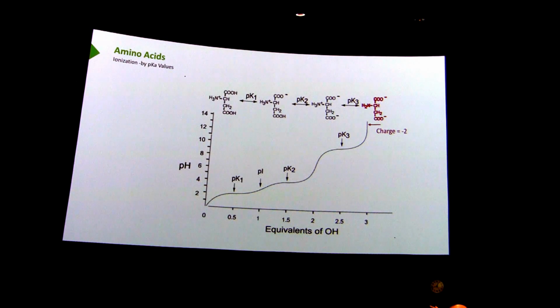Well, the average of the two equivalents of OH around the pI there is 1.5 plus 0.5 equals 2, divided by 2 is 1. It wouldn't make any sense at all. The pI is not 1.